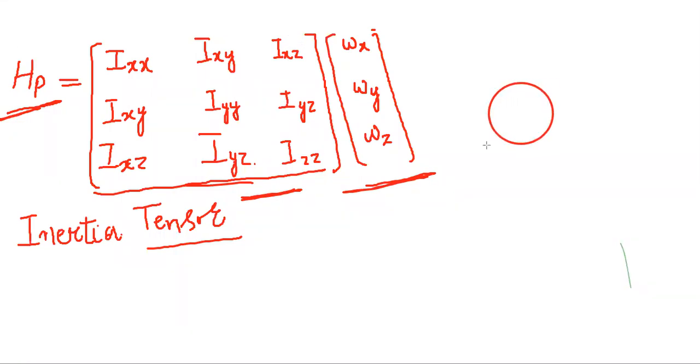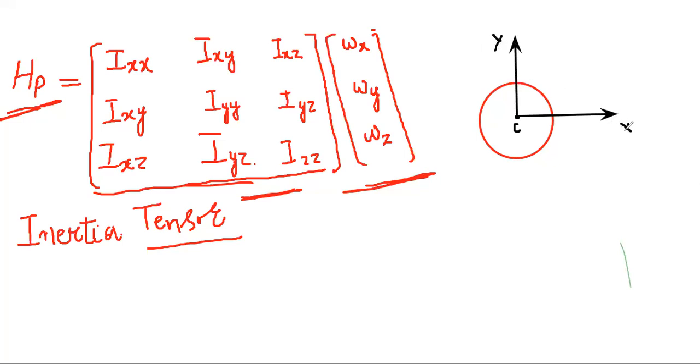Now let's suppose we have a rigid body, a circular rigid body. As will come up in the problems, we try to understand the motion of the circular rigid body. This is the center, in fact the center of mass as well. Let's take this to be our x-axis and this to be our y-axis, and one more axis, since we are in 2 dimensions.